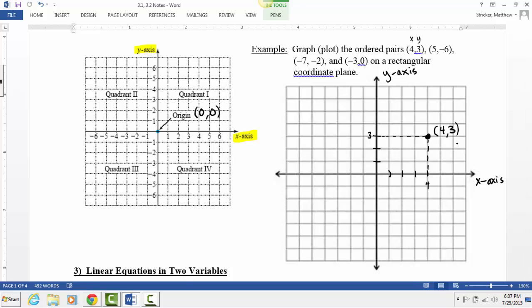So if you don't understand it, make sure you rewatch this part of the video, or you go into the math lab and ask questions.